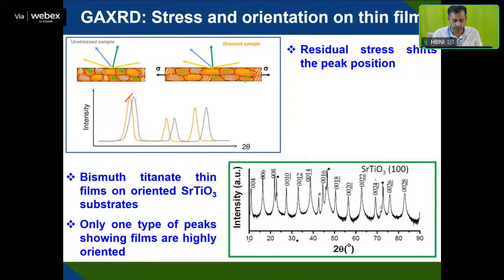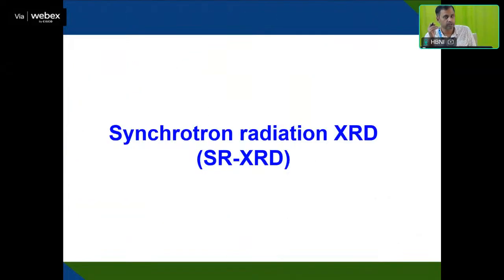This is a bismuth titanate film on a strontium titanate substrate. You can see the 004, 006, 008, 10, 12, 14, 16 peaks, all higher order peaks of 004. It shows they are oriented in a particular direction, the 004 direction. All that orientation information you can get by using grazing angle XRD because of the layer structure, so you are able to get this particular oriented structure using thin film XRD.